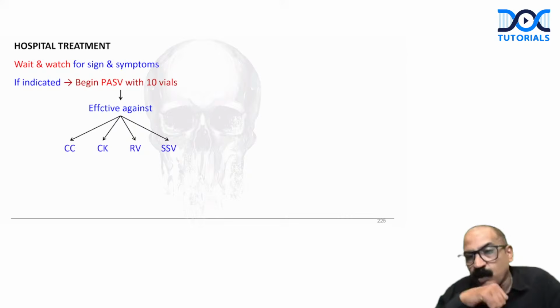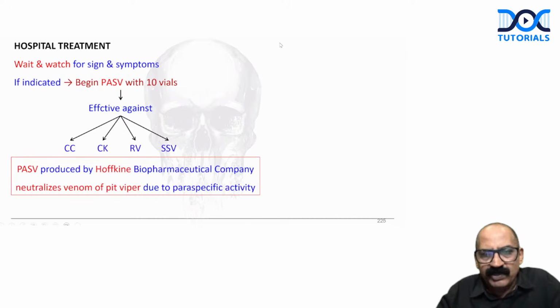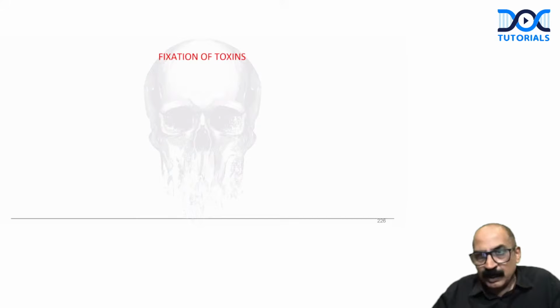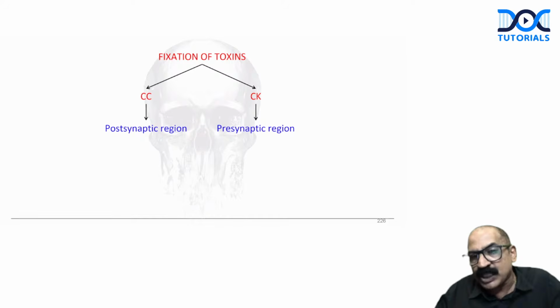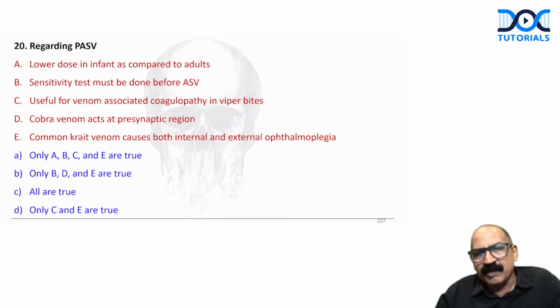But remember one more point important for your examination. The ASV prepared from Haffkine Biopharmaceutical company neutralizes venom of the viper by paraspecific activity. So if it is prepared from Haffkine Biopharmaceutical company, the neurotoxins get fixed in postsynaptic region in common cobra. That's why neostigmine has to be given in common cobra. No need of neostigmine in common krait. Now, lower dose in infant as compared to adults, already I discussed, wrong.